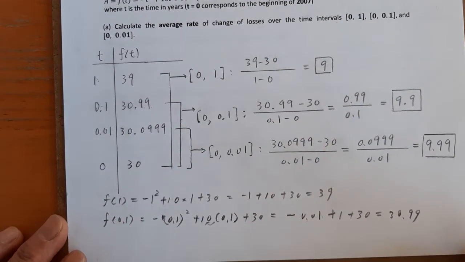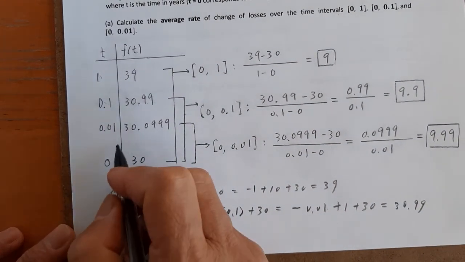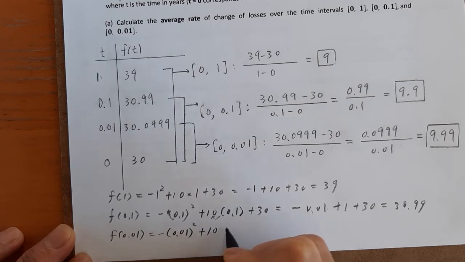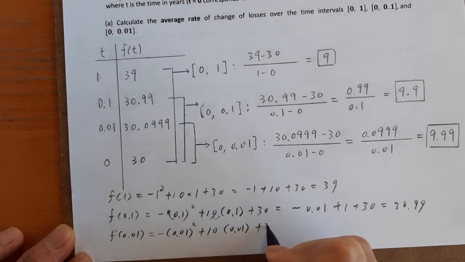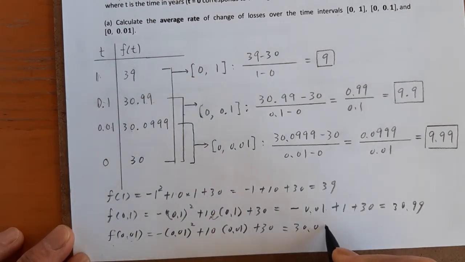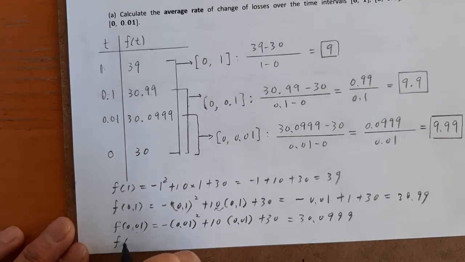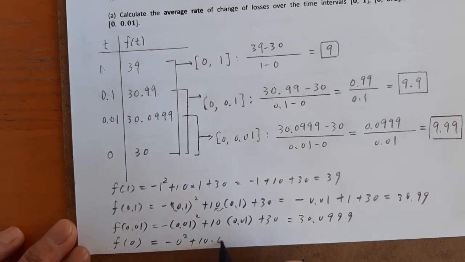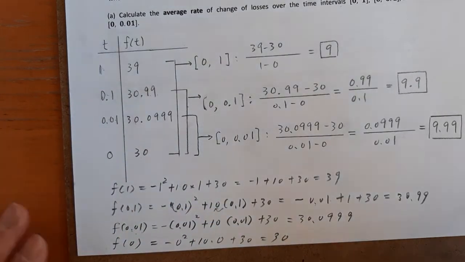30.99. Then figure out f of 0.01. Also negative t squared, use 0.01, plug it in. Plus 10 times 0.01 and add 30. Then use a calculator, you can figure out f of 0.01 equals 30.0999. Then figure out f of 0. Plug it in. Negative 0 squared plus 10 times 0 plus 30. That equals 30.